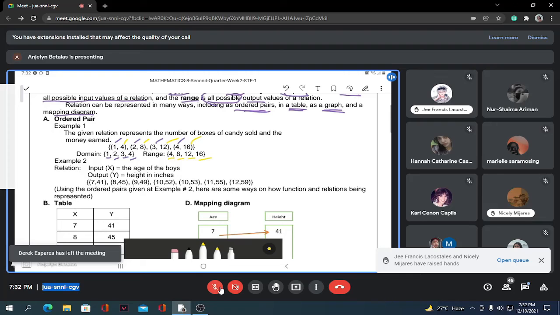So here, example number 2, input X, the age of the boy, while Y is the height in inches. So if he is 7 years old, the height is 41 inches. If 8 years old, 45 inches. For 9, 49 inches. 10 years old, 52 inches.